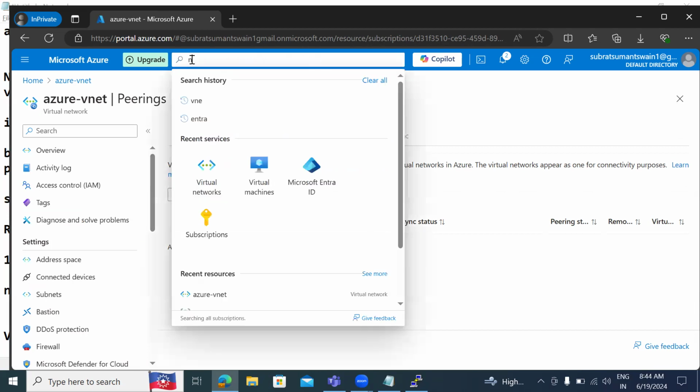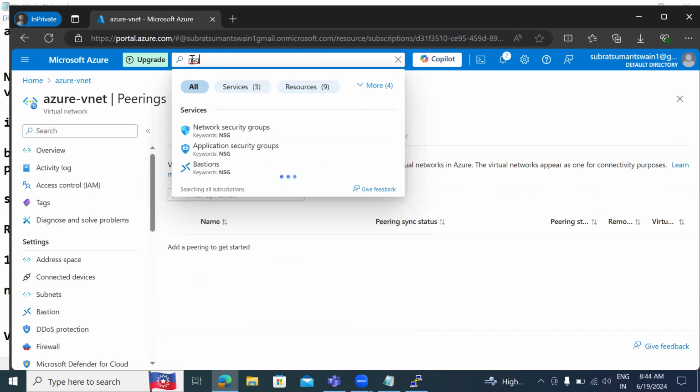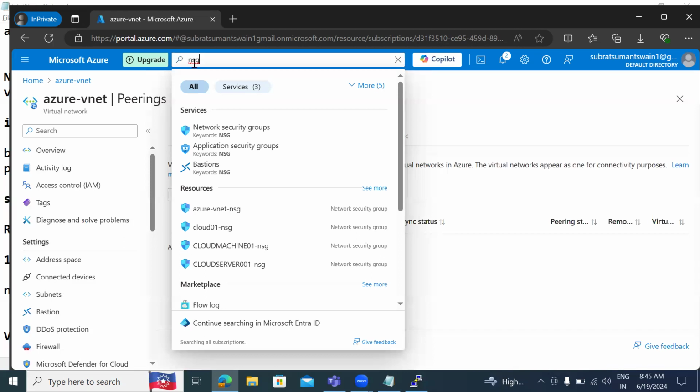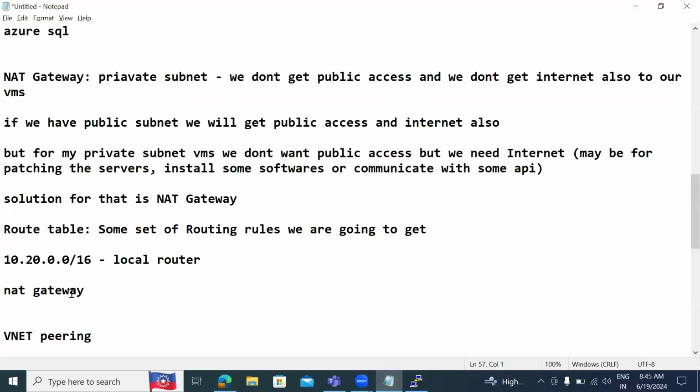What subnet IPs we should add here so that another VNet shouldn't have a conflict of IP. If you already have the 10.20 series in one VNet, in another VNet we shouldn't have 10.20. It should be another range of IPs only. Between the subnets, communication comes automatically. Within the VNet, subnet to subnet communication will happen by default.